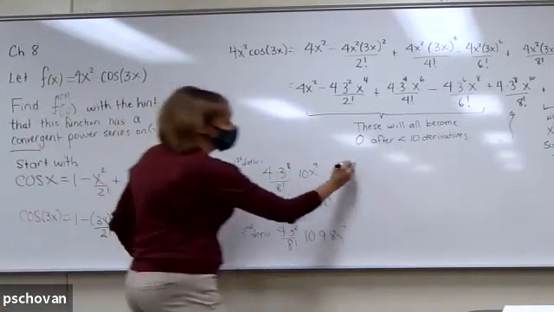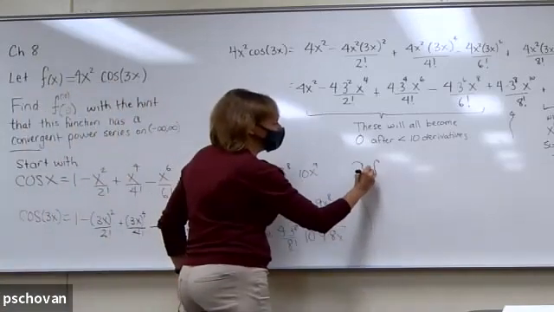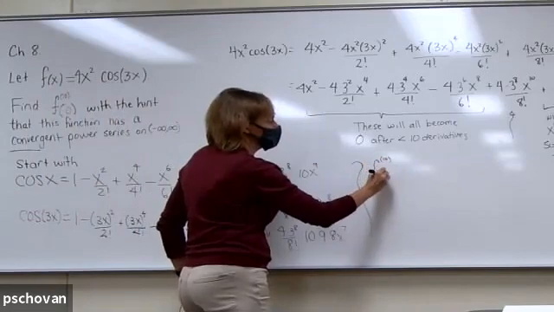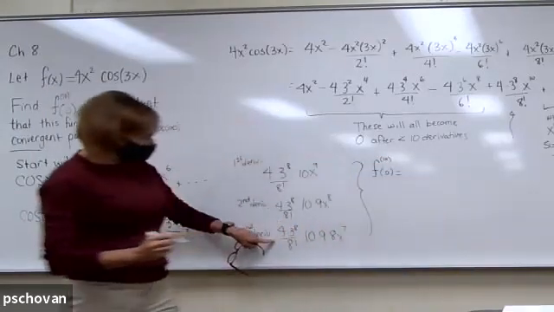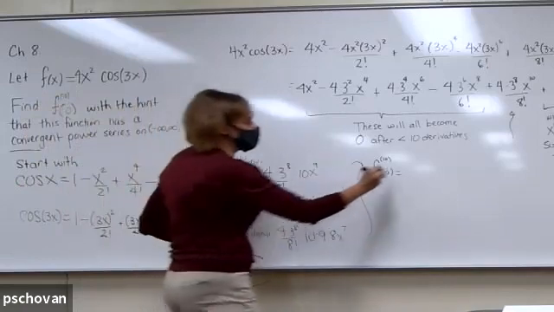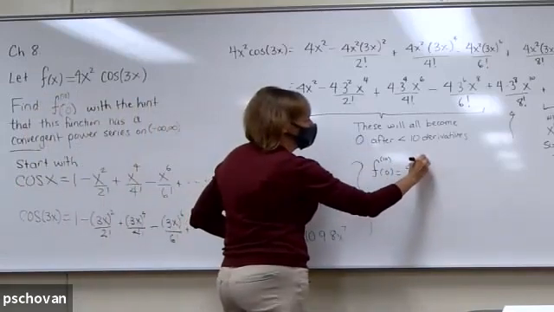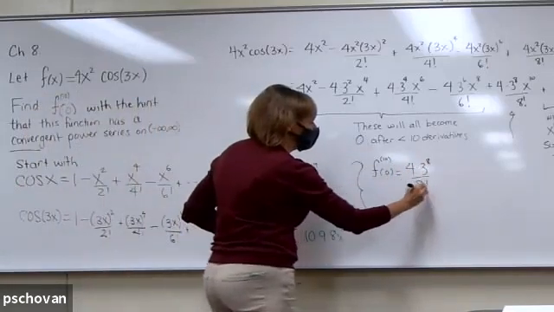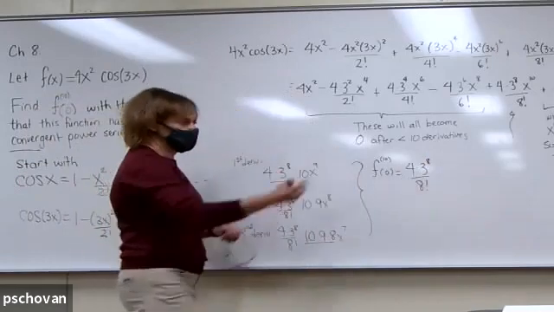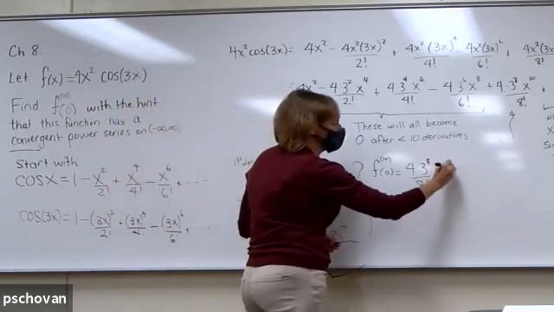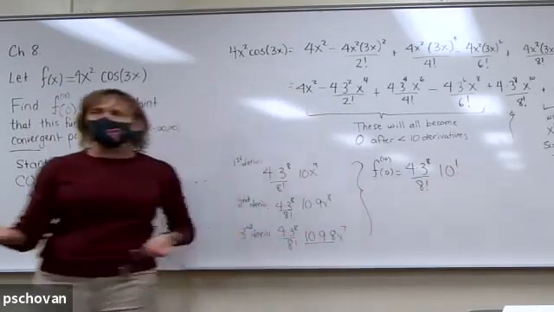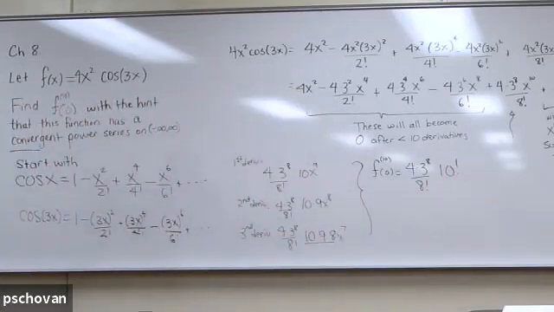So with this pattern, we see that f10 at 0 should have this constant on it, 4 times 3 to the 8th over 8 factorial. Then this is going to give me 10 factorial after I do the 10 derivatives. There's not going to be an x on that term, so when I evaluate it at 0, I'll just get that constant right there. Okay?